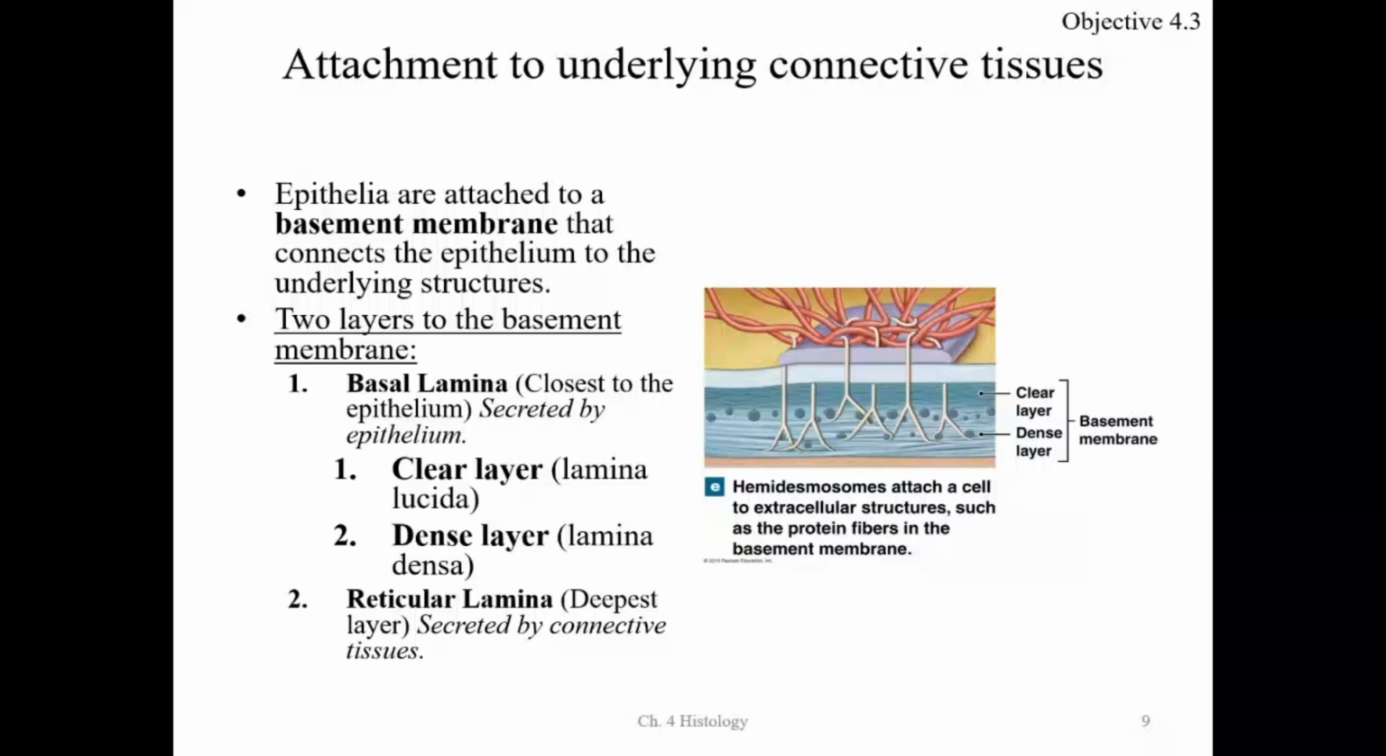Now, the basal lamina has two distinctive sublayers. It's closest to the epithelium. It's actually secreted by the epithelium. It has a clear layer and a dense layer. That helps make up part of the basement membrane. Then there's the reticular lamina, the deepest part of this. The reticular lamina is secreted by connective tissue. So the basal lamina is made up of a clear layer and a dense layer, sometimes called the lamina lucida for clear, lucid, and the lamina densa, dense layer, okay? So kind of think of it like the backer board.